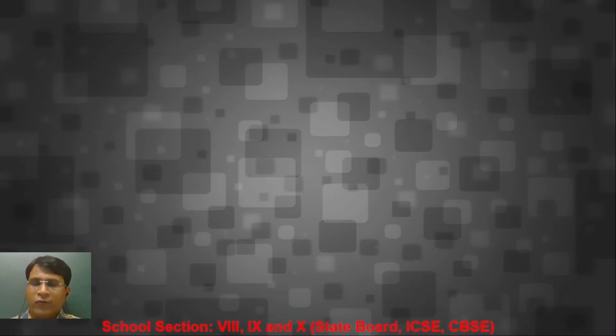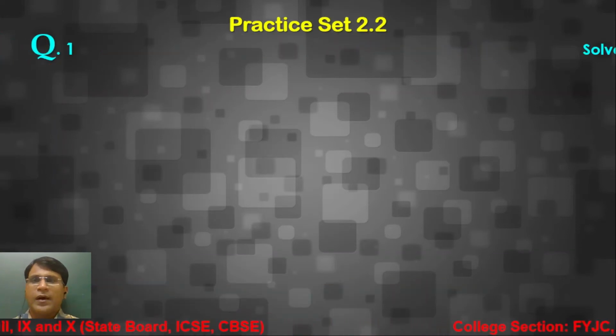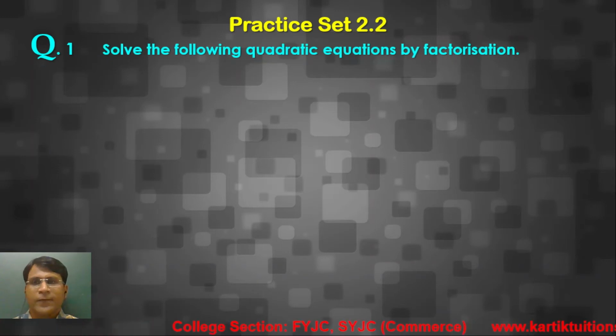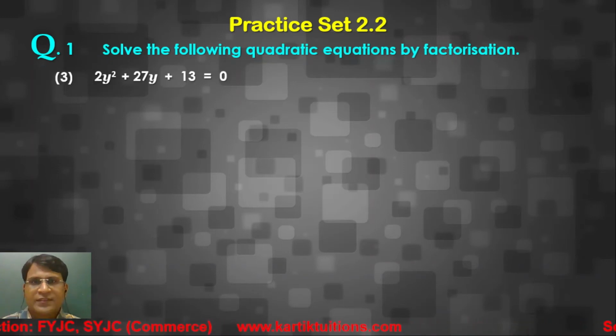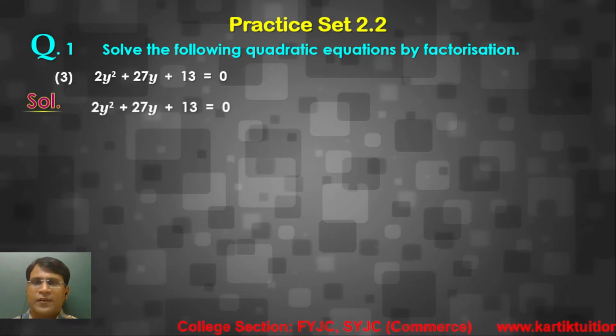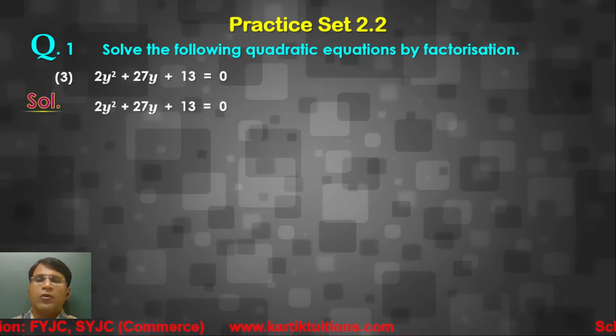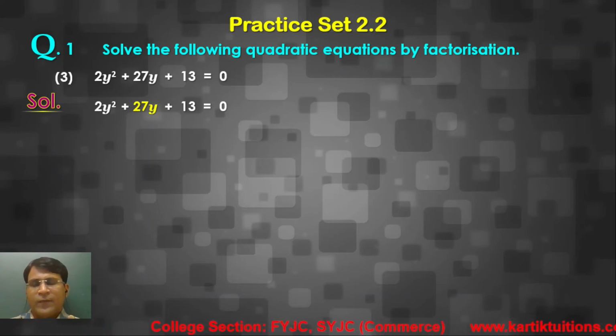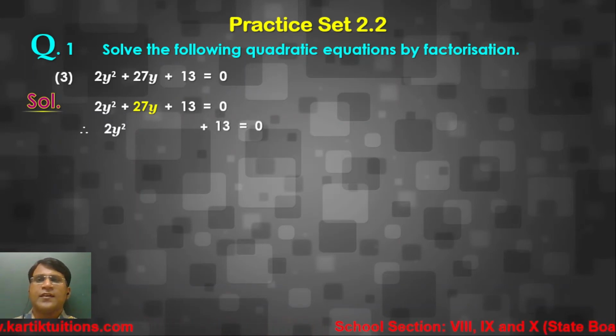Now let's have a look at one more example, but this time I am not going to show you all steps adjacently. Now I have taken the same exercise 2.2, question 1, sub question 3. Now first check, is the equation in a general form? Yes. So our first step is over. Now our middle term here is 27y. So we know that whenever we have to split the middle term, what do we do? We multiply a with c. Now a is a coefficient of the square term, so here it is 2 and c is 13.